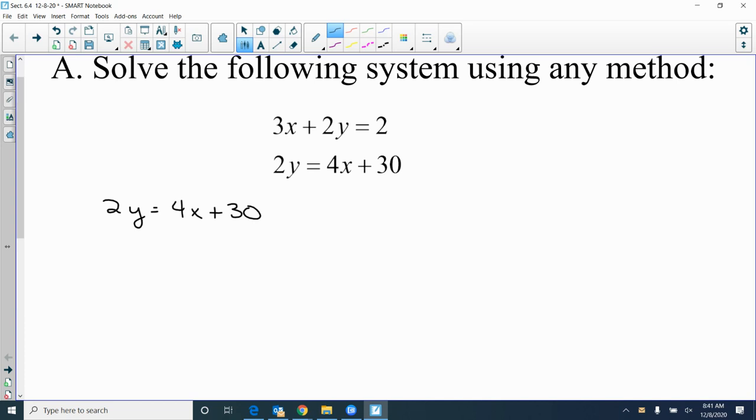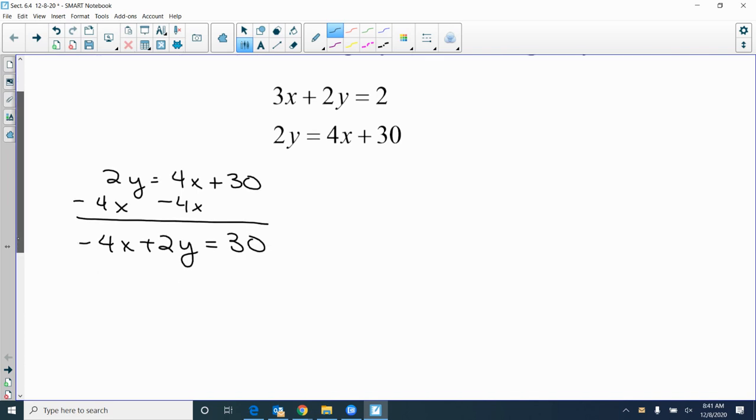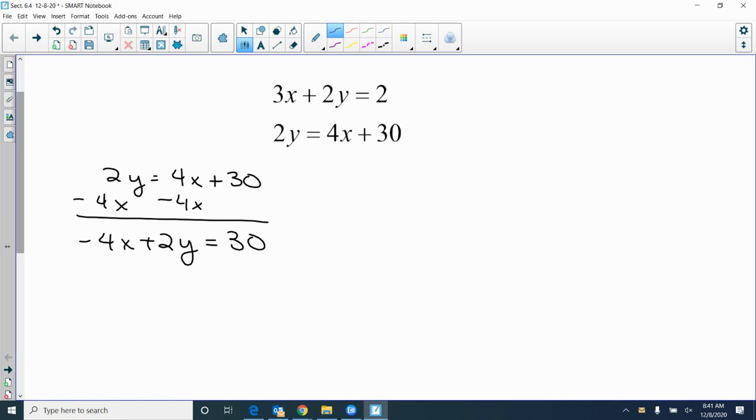All right, so you said you subtracted 4x. Okay, and then tell me what to write. -4x plus 2y equals 30. Okay, so you put it in that order, and then what'd you do? And then I put underneath that I had 3x plus 2y equals 2. Okay, so it looks like you're doing elimination, so you gotta get them lined up. All right, what do we do from there?